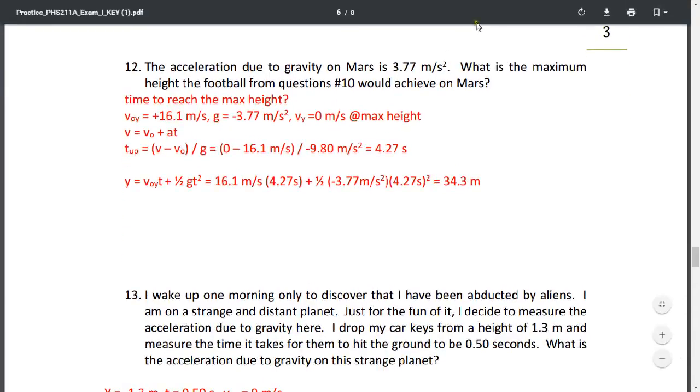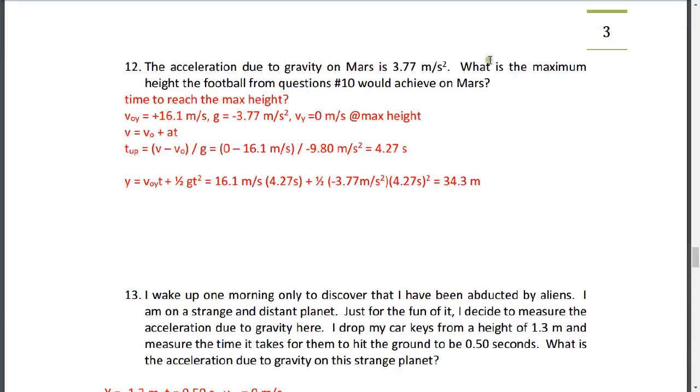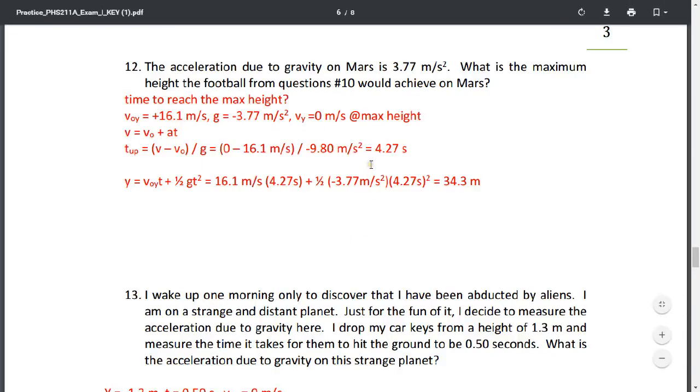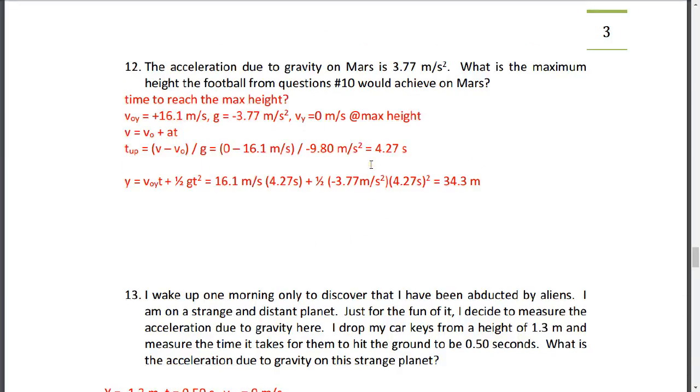Hey, what if I played football on Mars and the acceleration due to gravity on Mars is 3.77 meters per second squared? Well, what is the maximum height? I can do the same process that I just did and figure out that the maximum height would be 34.3 meters.